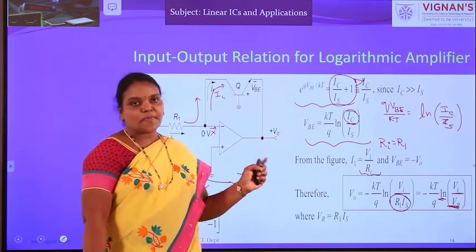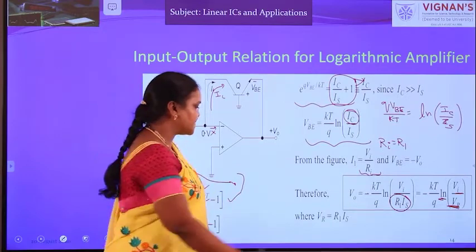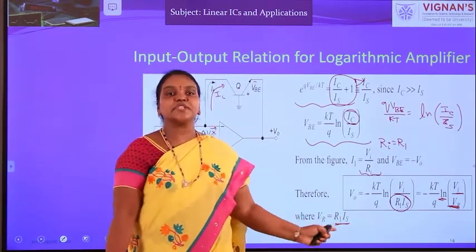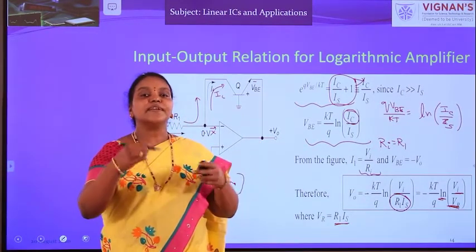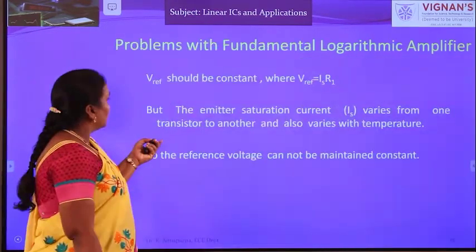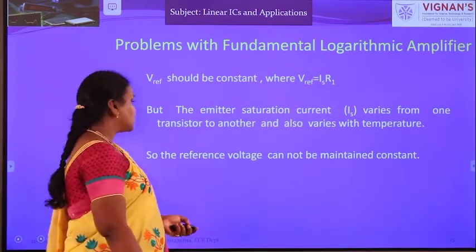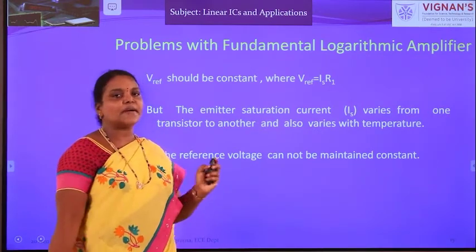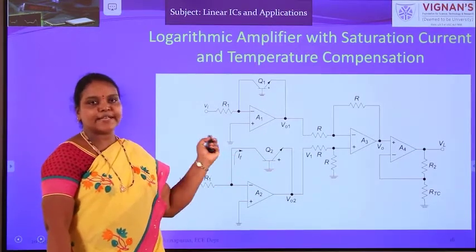But there is one drawback. Here the reference should be constant. But here what is the reference? R1 into IS. This IS is the reverse saturation current of the transistor, which doubles for every 10 degrees rise in temperature. So it is not a constant. That is one problem. Okay, V reference should be constant, but it is varying with respect to temperature. So the reference voltage is not maintained constant. That is the only drawback of this circuit. To overcome that problem, we are going for the next level.